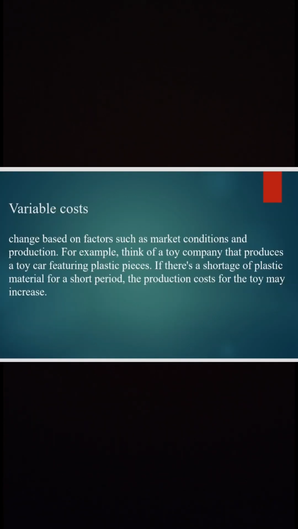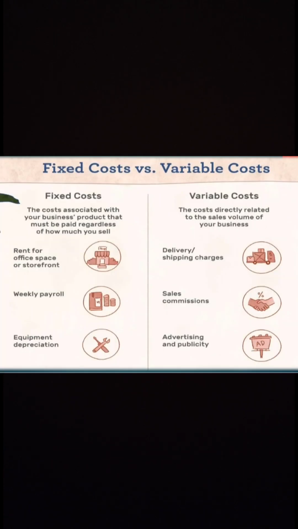So next is the variable cost. Variable costs change based on factors such as market conditions and production. For example, think of a toy company that produces a toy car featuring plastic pieces. If there's a shortage of plastic material for a short period, the production cost for the toy may increase. So if there's something that raises the price in your business or in production, these are called the variable cost.